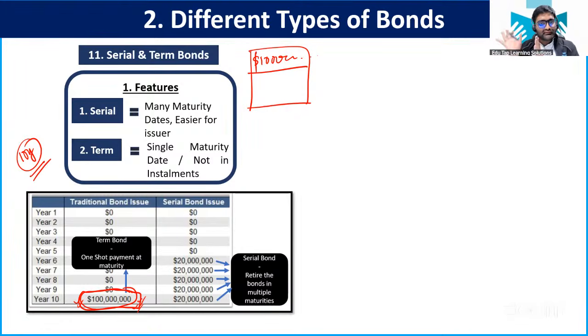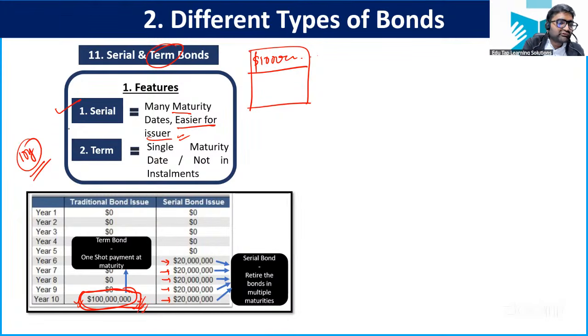The payment is done at the end, right? That is called one shot payment at the end. That is the traditional or a term bond. But serial bond is that wherein you get that payment split into different parts. There are multiple maturities in serial bond. Many maturities, and for the issuer it is very easy, right? At the end it has to just give this payment in small parts. So for the issuer it is easy.